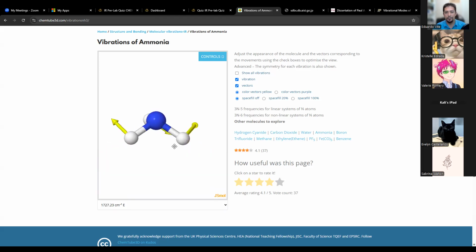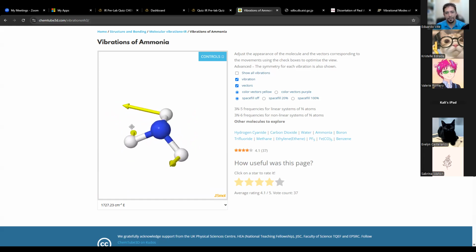So let's look at this one. See, this one is like a wag. It's like a bending, but we call this kind of motion a wag. If the vectors don't cancel, it's not considered symmetric. Yes, correct. The vectors of the dipoles have to cancel in order to cancel out the IR signal. Correct.